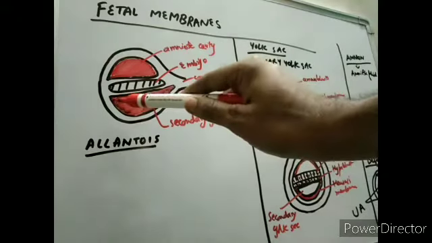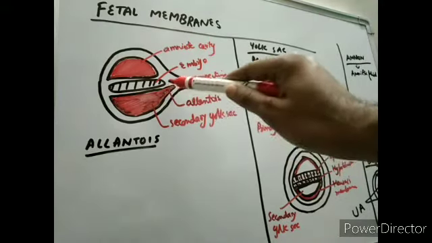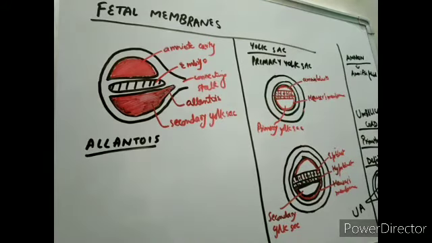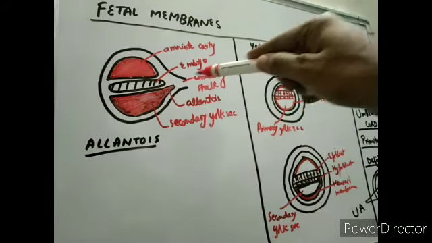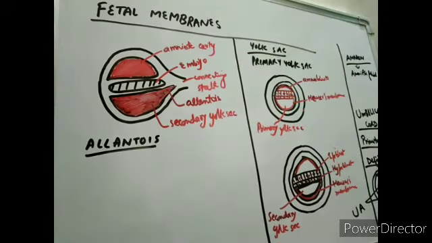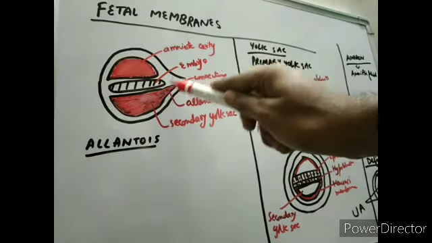So we saw that there is a secondary yolk sac. This is secondary yolk sac. It invaginates the connecting stalk. This is connecting stalk. It invaginates the connecting stalk, and that's how this allantois is formed.